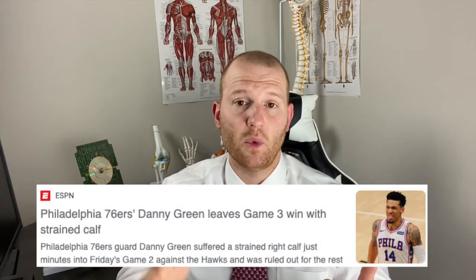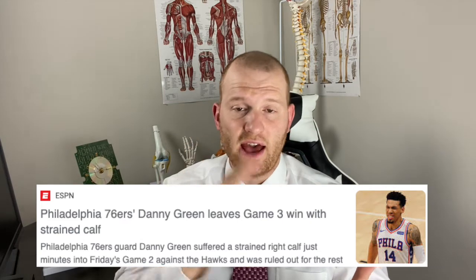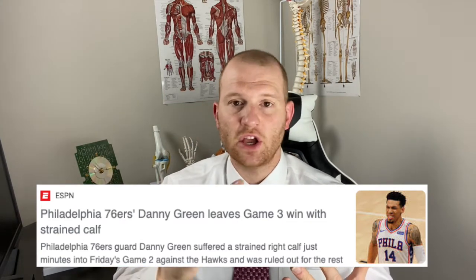Danny Green of the Philadelphia 76ers left tonight's game with what was released to us later as a calf strain, and this was a very concerning looking injury because immediately after it happened, he was in obvious pain and he actually left and then returned to the game wearing a boot.